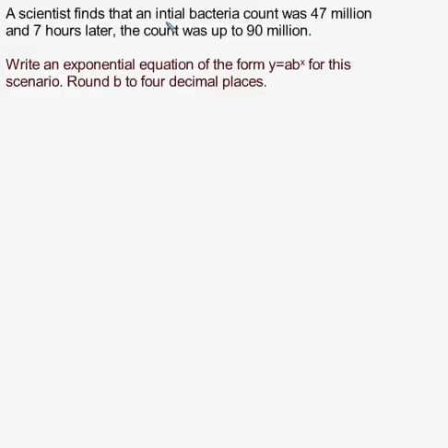In this problem, we're modeling how fast the bacteria population is growing, and we're given that the initial bacteria count is 47 million. Also, 7 hours later, the count was up to 90 million. We're to write an exponential equation that models this scenario, and we're allowed to round the value of b in our equation to 4 decimal places.